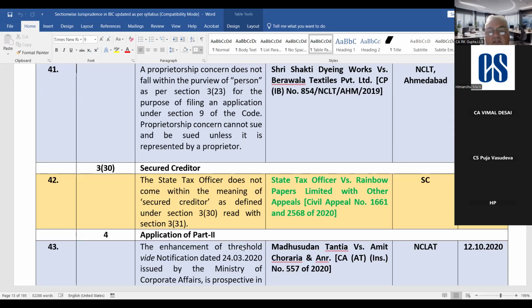It says that the state tax officer does not come within the meaning of secured creditor as defined under section 3 subsection 30 read with section 3 subsection 31. So this was the judgment of NCLT which was reversed by Supreme Court, and Supreme Court here said that security interest could be created by operation of law also. So we can revise this thing here.